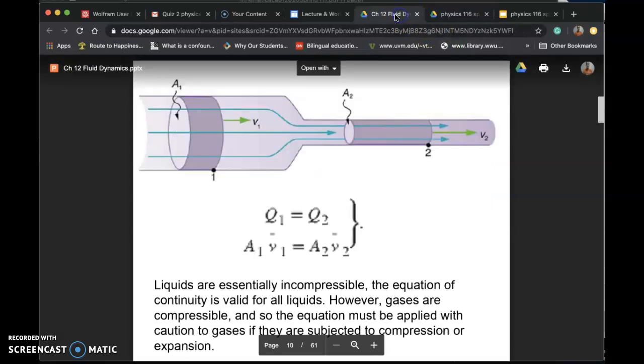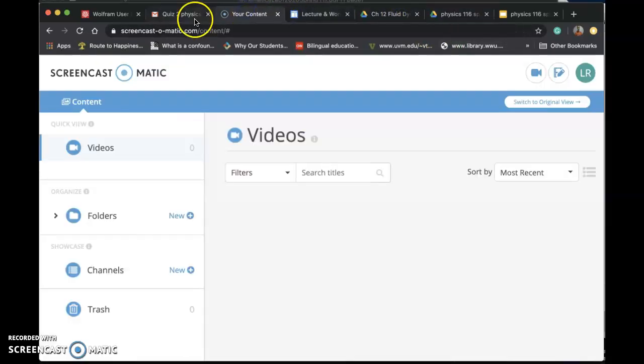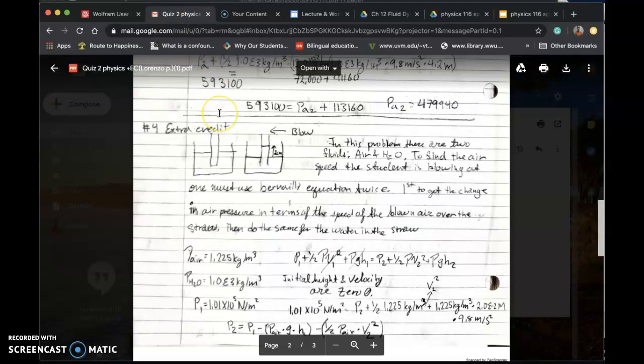Now to do this, our professor, who is a great professor by the way, gave us the hint that in this problem we need to use Bernoulli's equation separately for both the air and H2O, because even though it is a gas, air is still a fluid because it moves fluidly. And first, we need to use Bernoulli's equation in order to find the change in air pressure for the speed of the air blown over the straw. And then we need to do the same thing for the water.